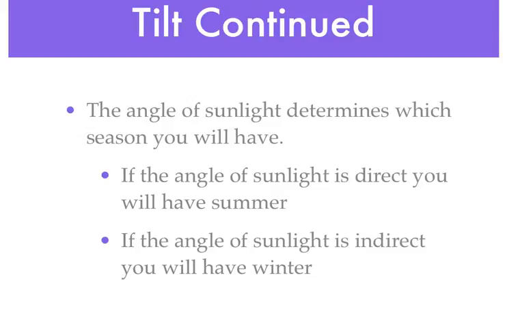So, tilt continued, because the tilt of the Earth is really important to what causes the seasons. If we didn't have the tilt, we wouldn't experience these changes in seasons. So the angle of sunlight determines which season you will have. So with the tilt, if the sunlight is directed towards the Tropic of Cancer, which is 23.5 degrees north, you will experience summer. If the sunlight is right on that line of latitude, you will have summer here in the northern hemisphere.